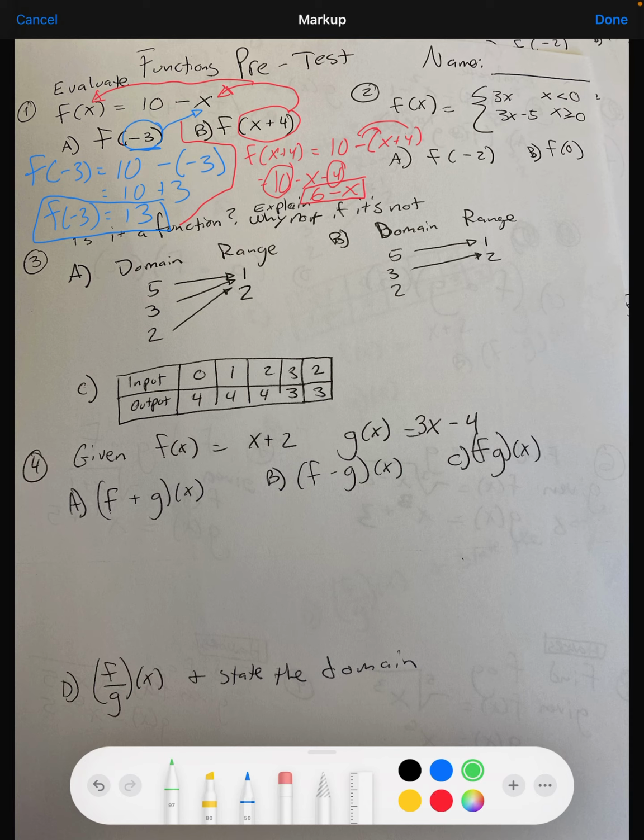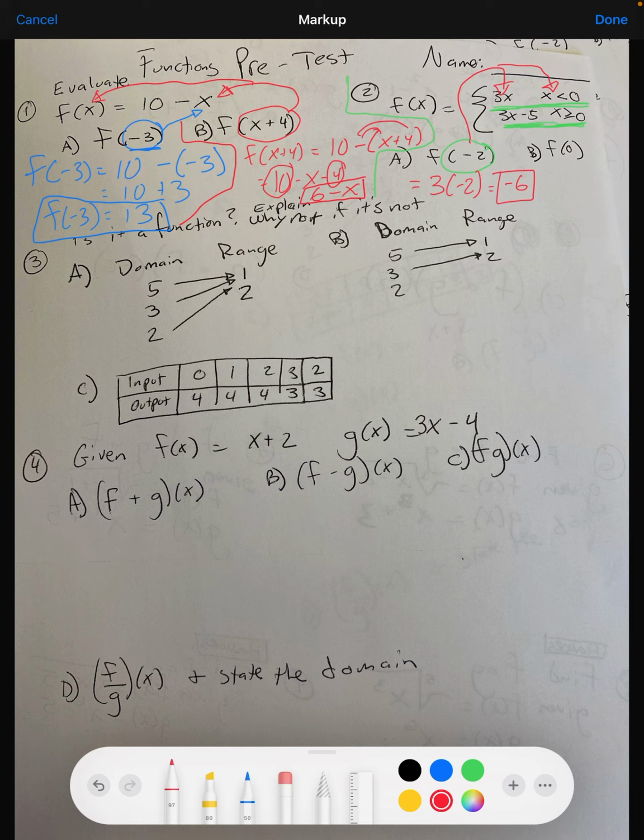Okay, moving on. Number two, it's called a piecewise function. In other words, when x is less than 0, we do that top one. When x is greater than or equal to 0, then we do this bottom function. Okay, so our first one, -2, that is going to go into the top one because -2 is less than 0. Okay, so f of -2 equals 3 times -2, which is -6.